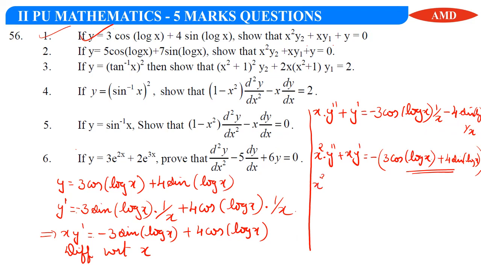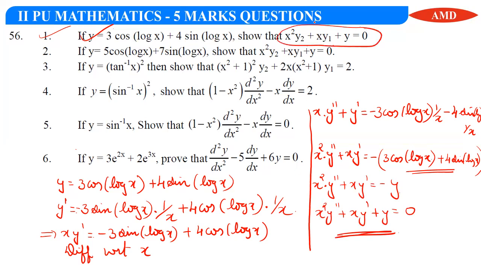So I'll write this as x square into y double dash plus x into y dash is equal to minus y. Shifting minus y to the other side, we have x square into y double dash plus x into y dash plus y is equal to 0. This way of solving it becomes very easy, students. We have proved the required expression here.